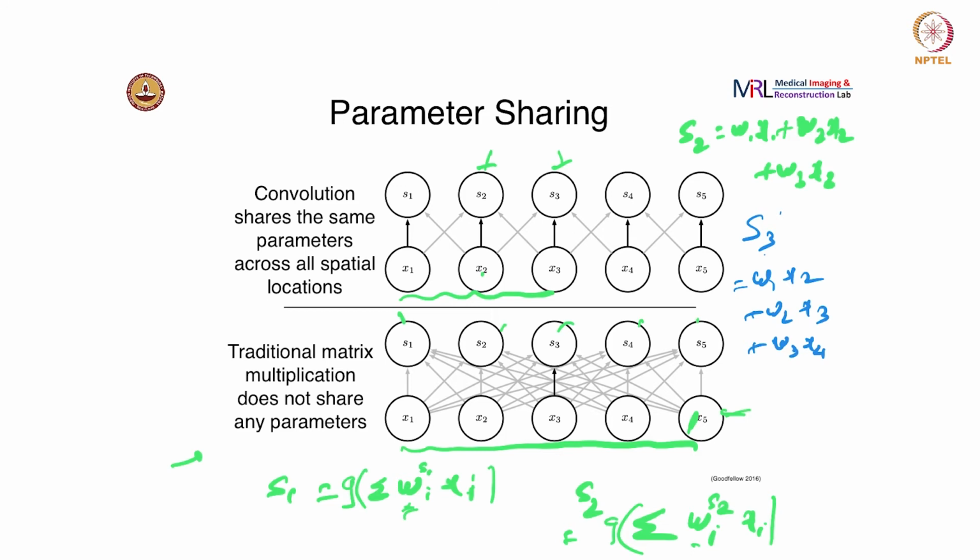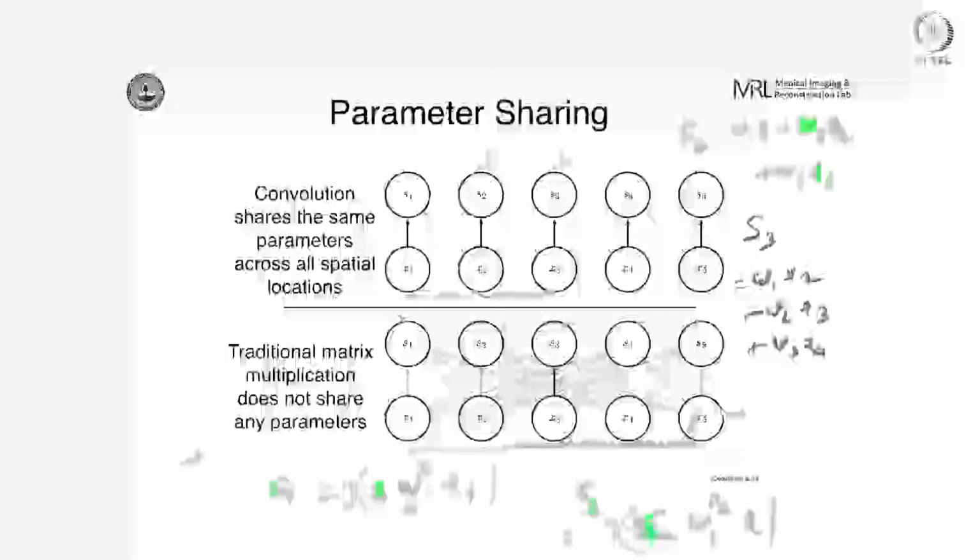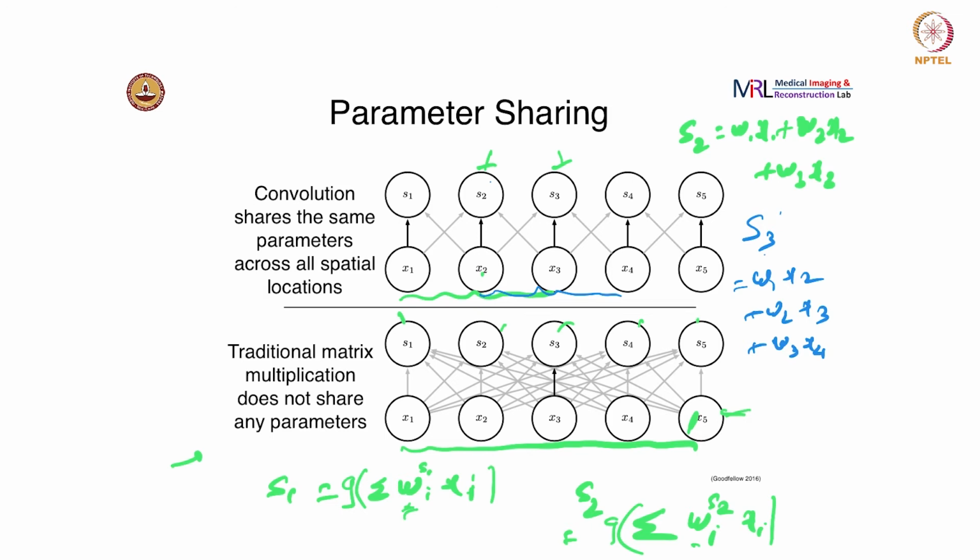sparse connections, in the sense that we're not taking all the inputs to produce one output. We're only using a subsection of the inputs, and the weight vectors are shared across different subsets of inputs. So x1, x2, x3 is multiplied by a set of weights followed by nonlinearity to get S2. You can use the same set of weights to multiply x2, x3, x4 followed by nonlinearity to produce S3, and so on and so forth. So we can use these weights again and again over different input units.